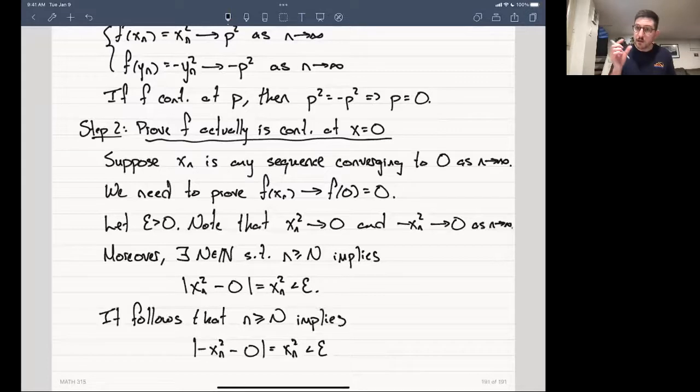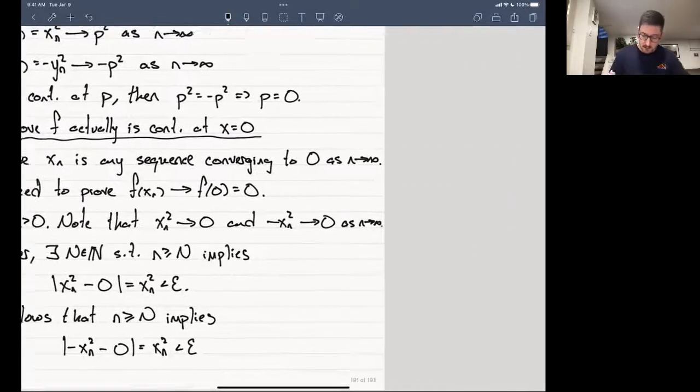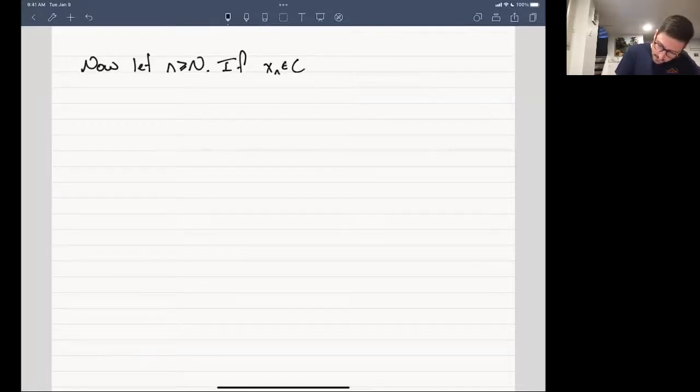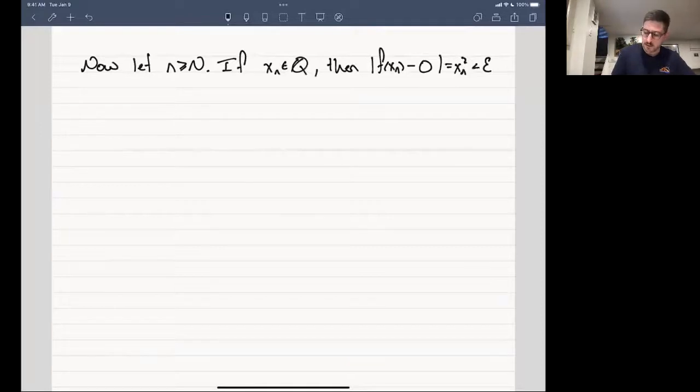So don't get confused here. The first, xn squared minus 0, is the sequence xn squared converging to 0. The minus xn squared minus 0, that's the sequence negative xn squared converging to 0. But that essentially covers both cases, right? If xn was rational or if xn was irrational. So now let n be greater than or equal to capital N. We need to look far enough in the sequence. And so if xn is a rational number, then f of xn minus 0 is equal to xn squared, which we already said is less than epsilon.